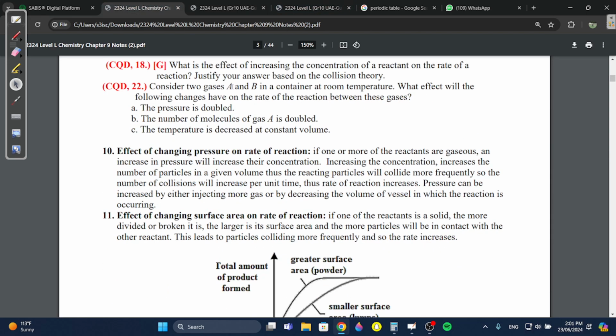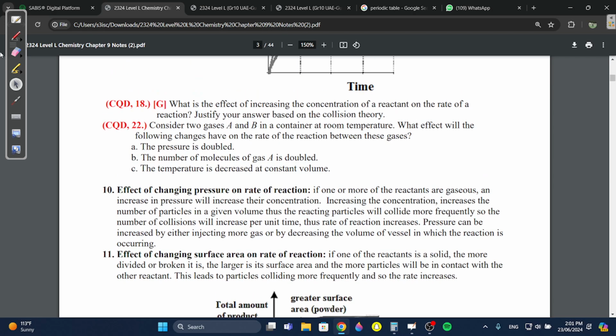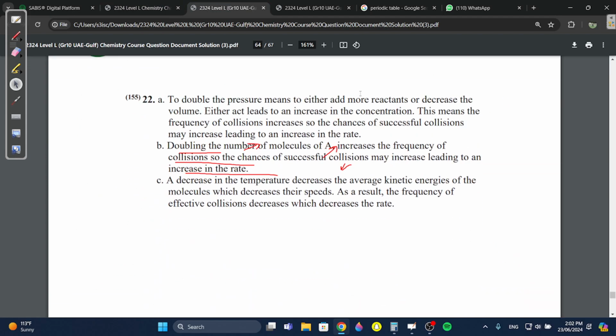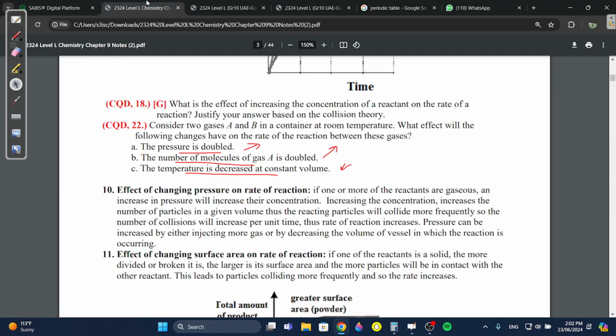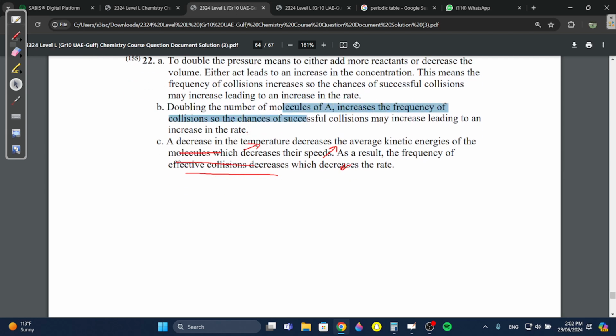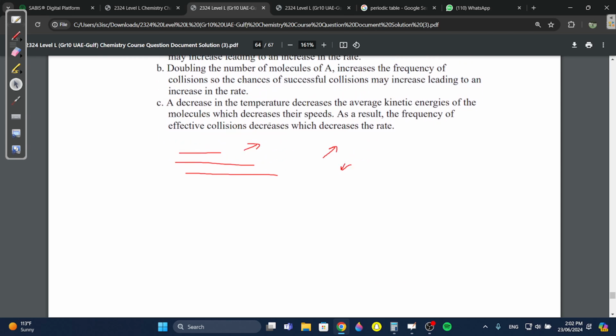Consider two gases A and B. What effect will the following changes have on the rate? The pressure is doubled. Obviously, if the pressure is doubled, the rate will double. The number of molecules of gas A is doubled, so the concentration is doubled, so of course it will double. The temperature is decreased, so the rate will decrease. Let's see question 22. To double the pressure means to decrease the volume, which means the frequency increases, so an increase in the rate. Doubling the number of molecules, an increase in the rate. And then a decrease in temperature, a decrease in the rate.